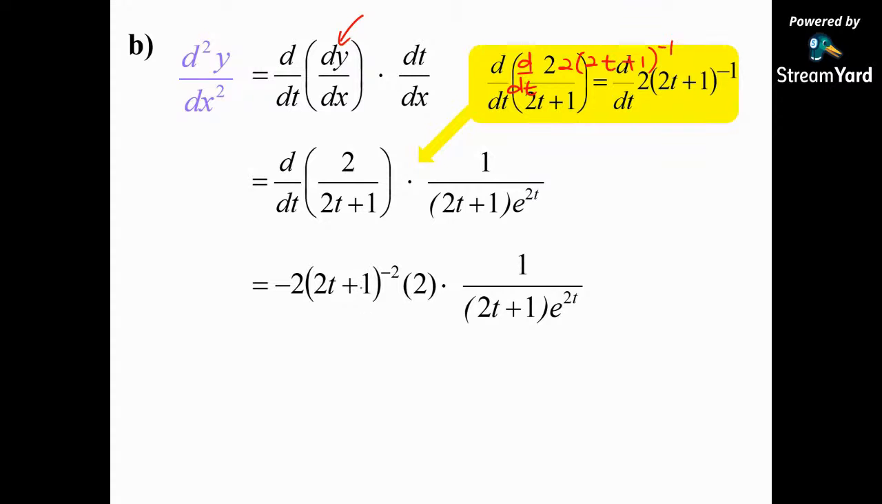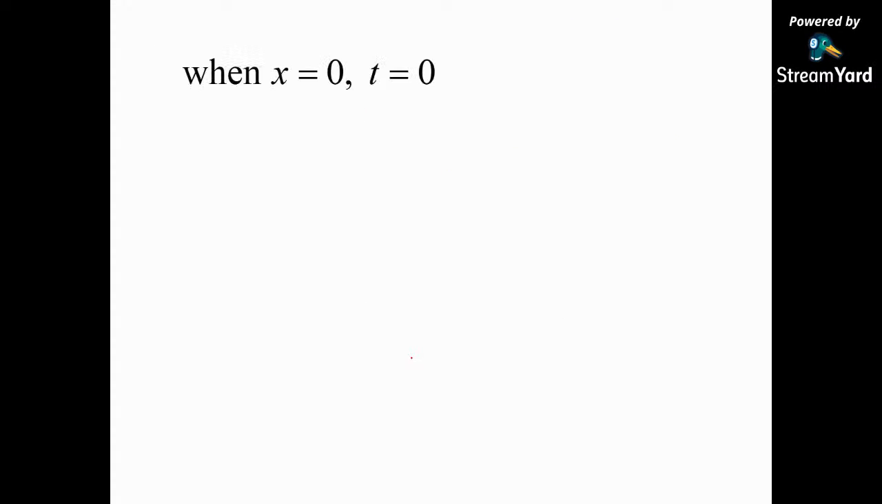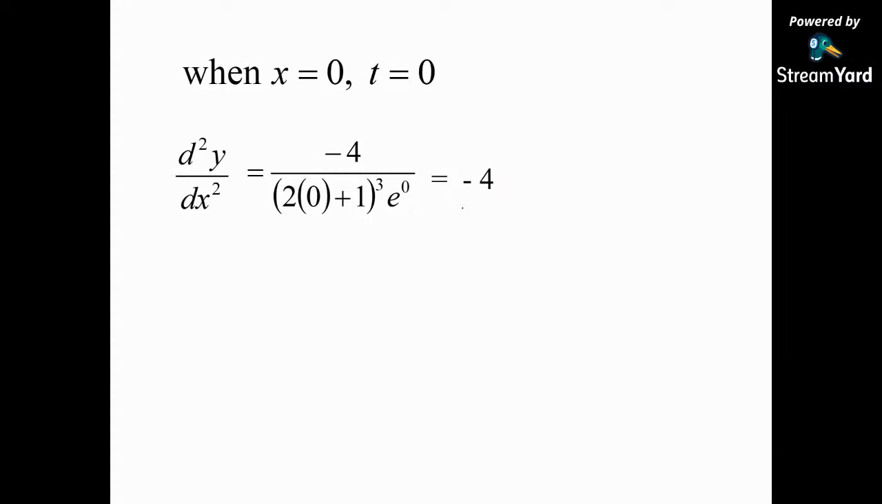And then you're going to bring this one down. So we got negative 4 over (2t plus 1) cubed, and then e to the power of 2t. Substitute with t equal to 0. So you're going to get negative 4 over (2 times 0 plus 1) cubed, e to the power of 0. So this one is 0 plus 1, which is 1. 1 cubed is simply 1. E to the power of 0, that is also equal to 1. So that means we are going to get negative 4. So that is actually the final answer.